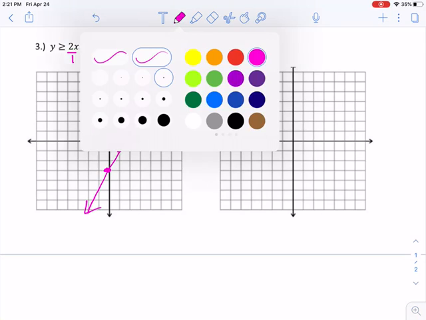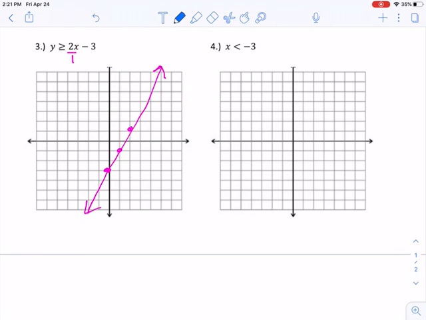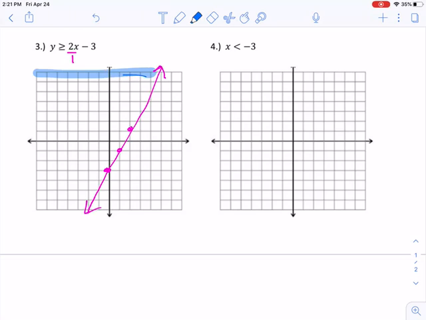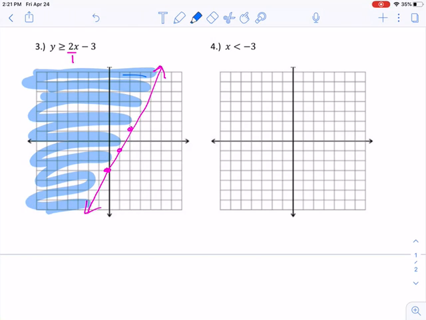Since it's greater than, I want to shade above the line. So if I'm going to shade above the line, that would be the points on top. So all of the points in this region would be answers to my inequality.